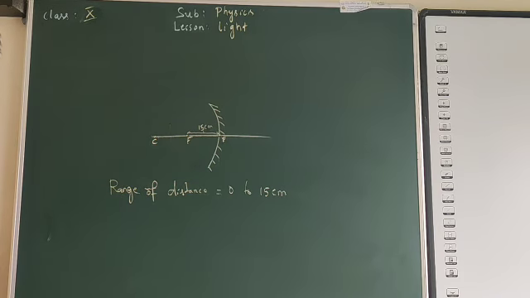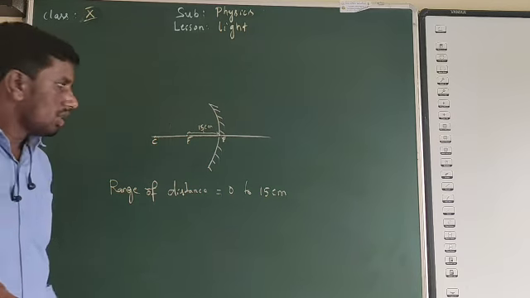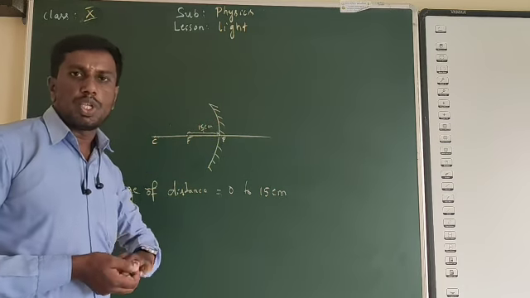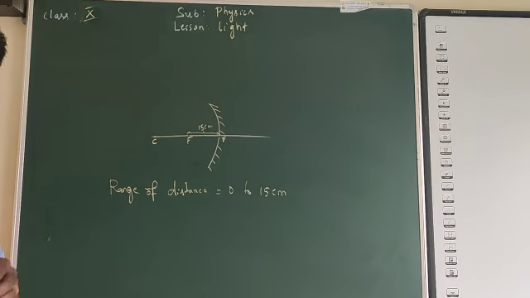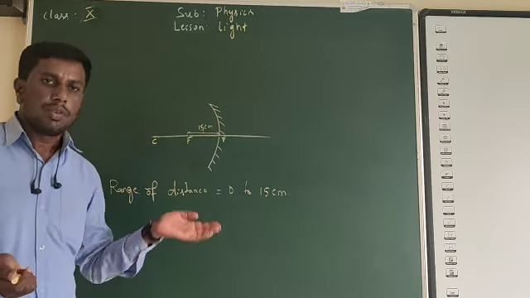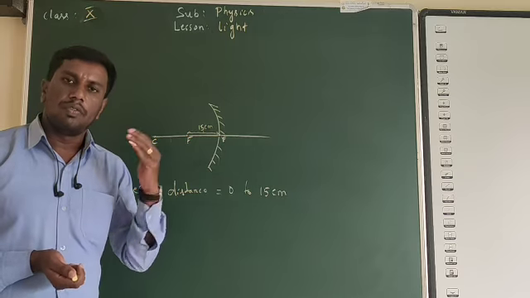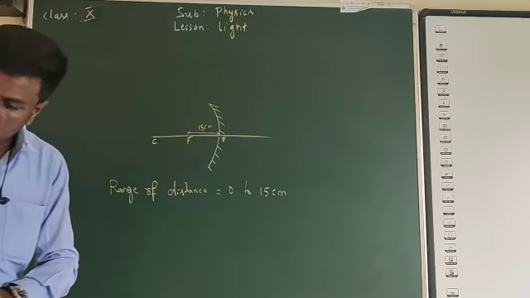What is the nature of the image? The nature of the image will be virtual and erect. Okay, so that is the nature of the image. Is the image larger or smaller than the object? We'll write the diagram for this and then discuss whether it is larger or smaller.